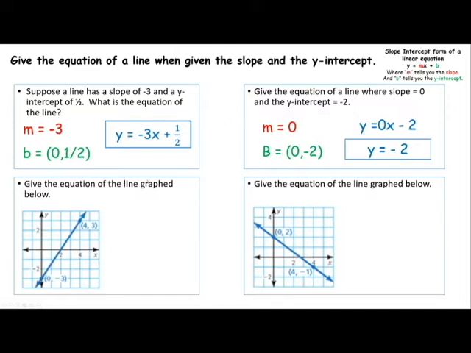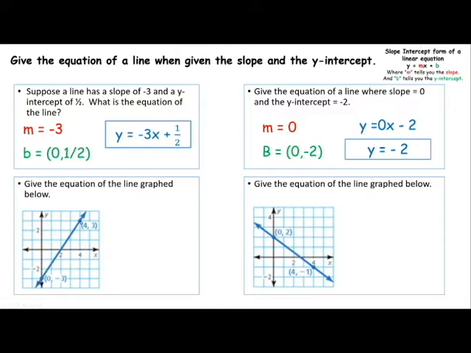Not bad, right? Tell you what, over in this example, we're going to do the same thing. It says give the equation of the line graphed below. They did not explicitly tell us the slope and the y-intercept, but we certainly can look at the picture here and we can find those two things very easily. Notice we have a dot at (0, -3), and we have a dot at (4, 3).